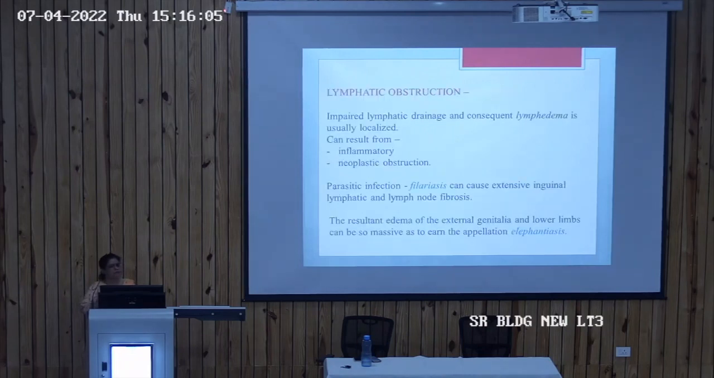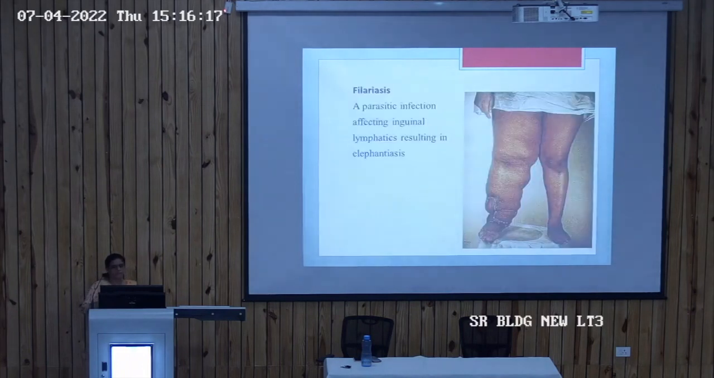Lymphatic obstruction. The most common parasitic infection is filariasis, and it results in the edema of external genitalia and the lower limbs, and it can be so massive as to earn the name elephantiasis. So this is the picture of a parasitic infection affecting inguinal lymphatics and resulting in elephantiasis.